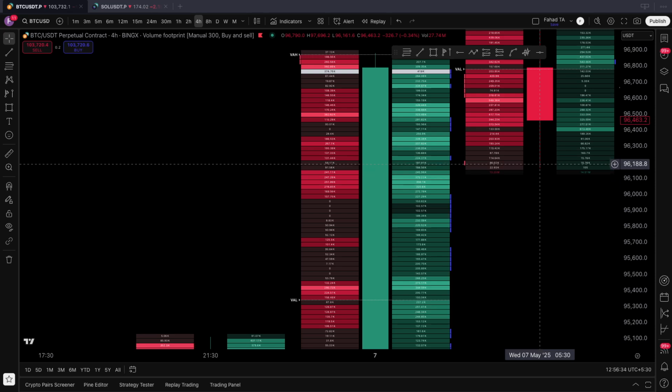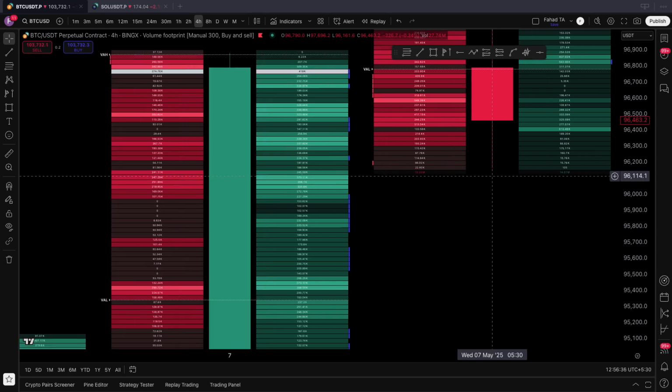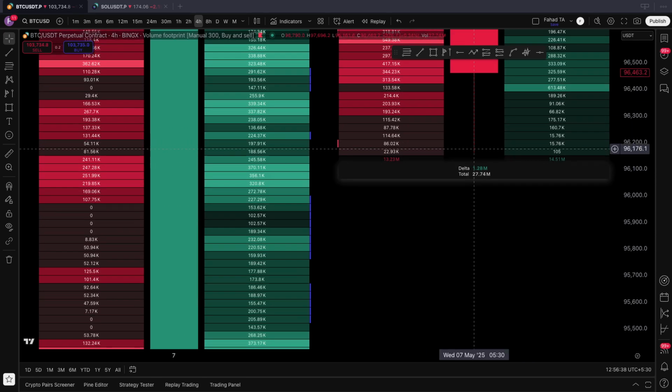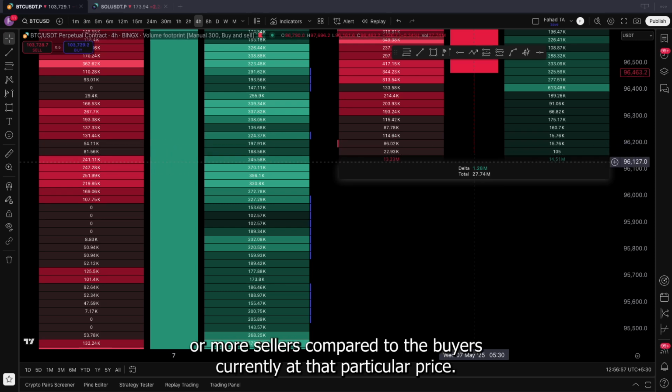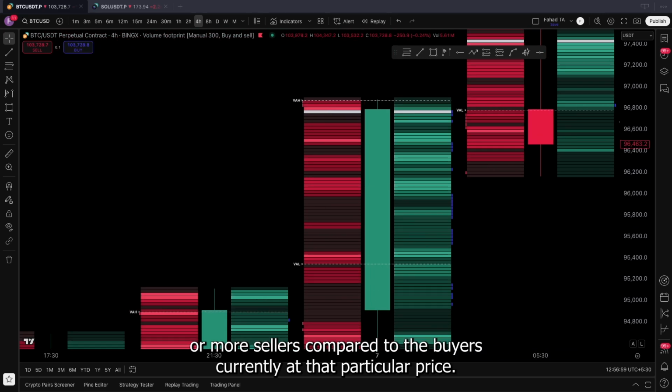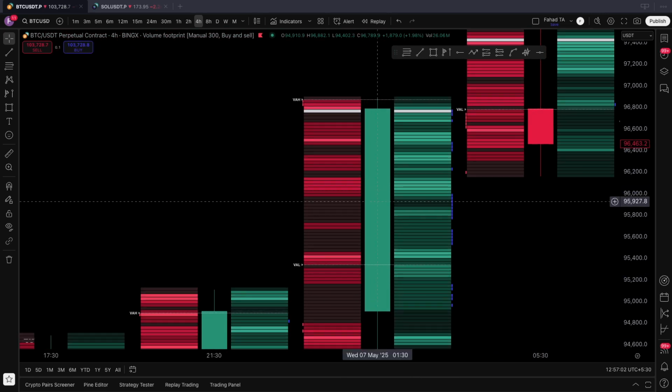Now you see a red line. This is where a selling imbalance occurs. You see the numbers 86K compared to 15K. Usually you do not compare it to the numbers right in front of it. You are supposed to go zigzag. But then again, as I said, it will make the video just complicated. I just want to keep it about the entry triggers. So that is how you look at this chart. The red line shows that there are 300% or more sellers compared to the buyers currently at that particular price. So that is what our imbalance would look like.